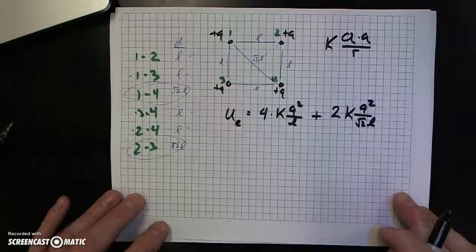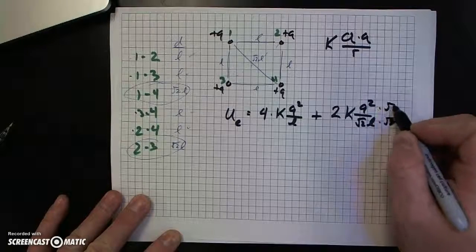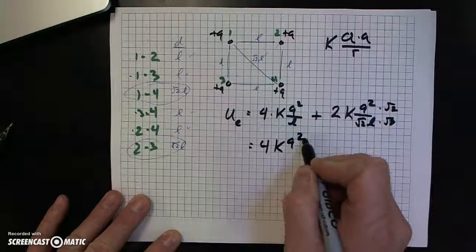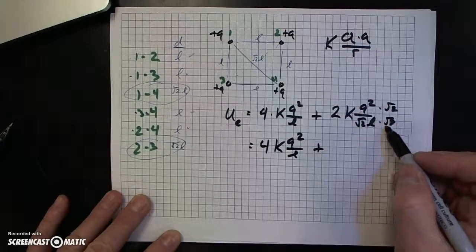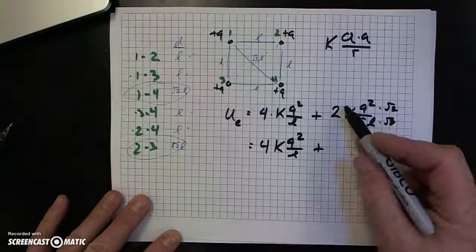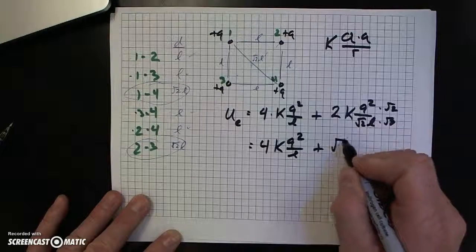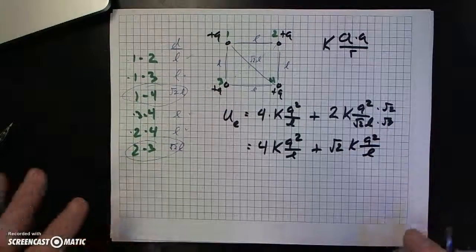And we're basically done, but I want to clean it up a little bit. So I'm going to rationalize this one, square root of 2 over square root of 2. And so I'm going to copy this down for KQ squared over L plus, and then when I rationalize this, I get the 2 on the bottom and 2 on the top. So that kind of cancels away. So I'm left with square root of 2 KQ squared over L. And I'm almost finished here.